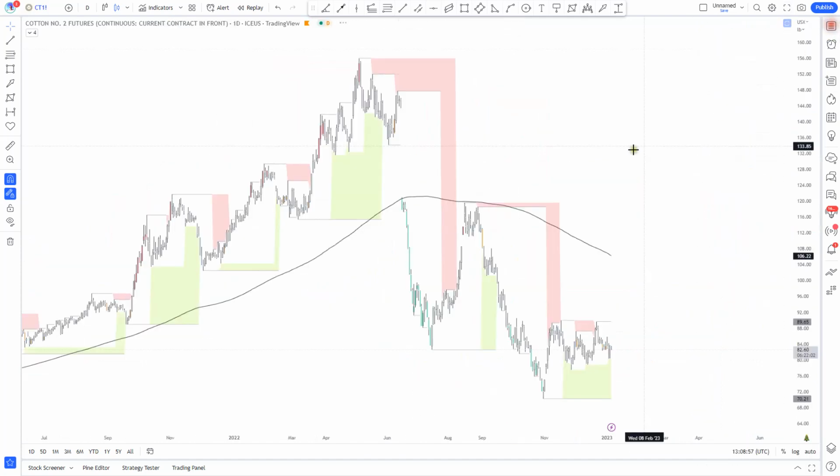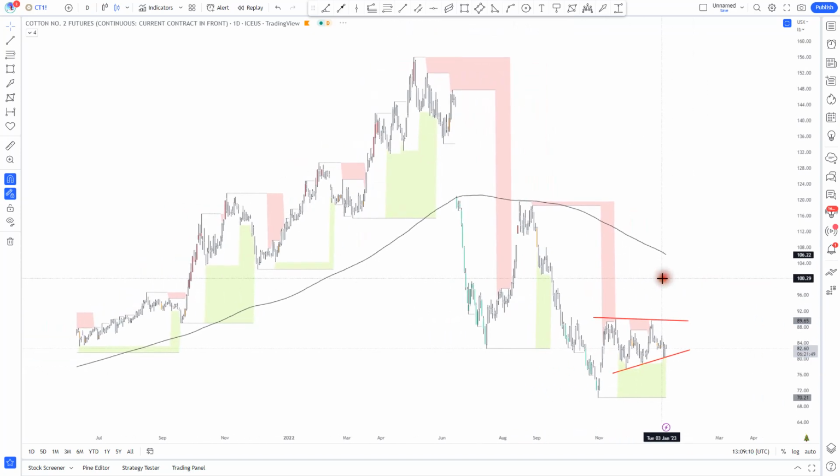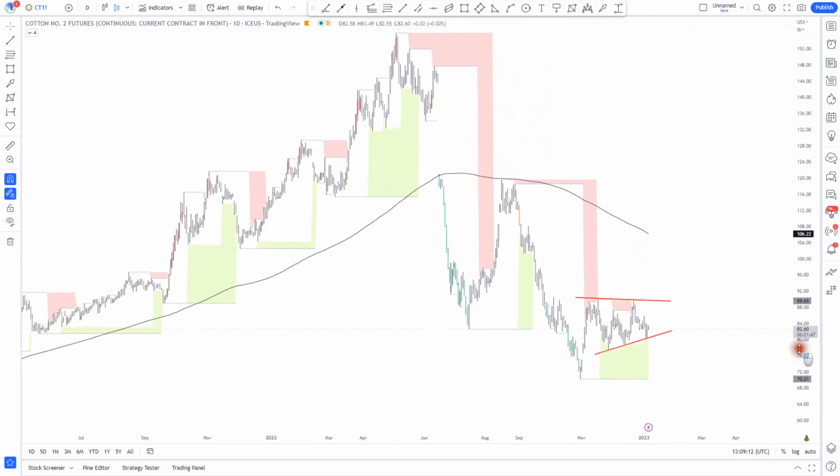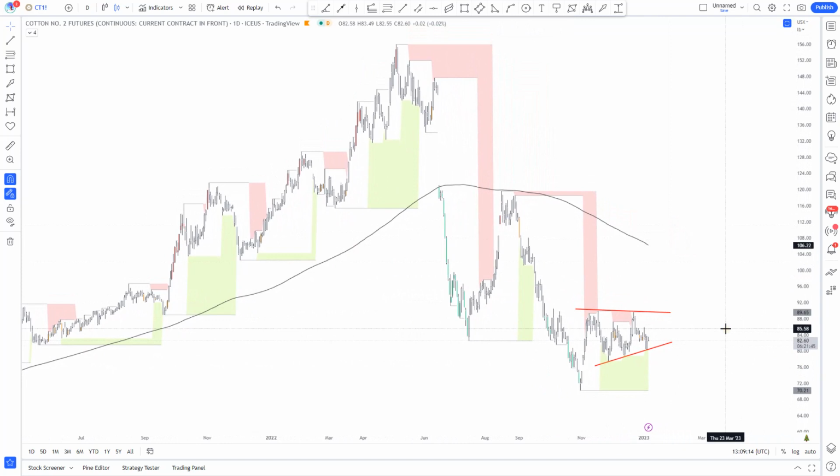Now cotton, just because we have a small structure right here, which is very clear for everyone, not for a specific direction, just wait for the breakout of this structure, because it may trigger more momentum, either to the downside or eventually to the upside. To the upside, I will target the daily moving average.